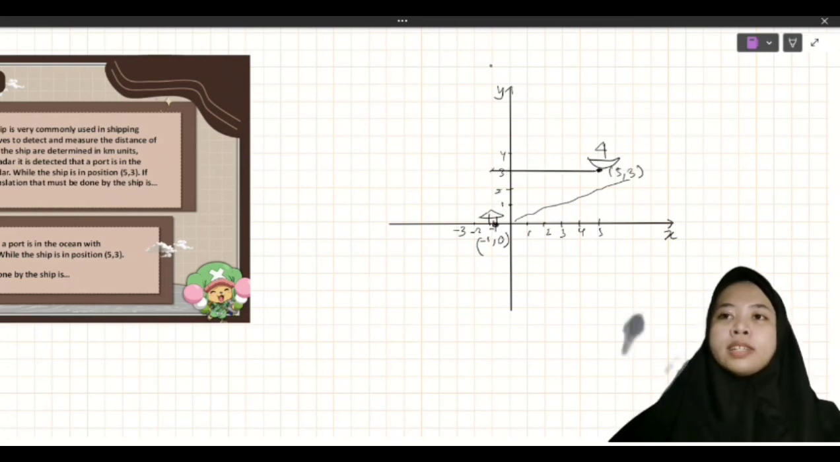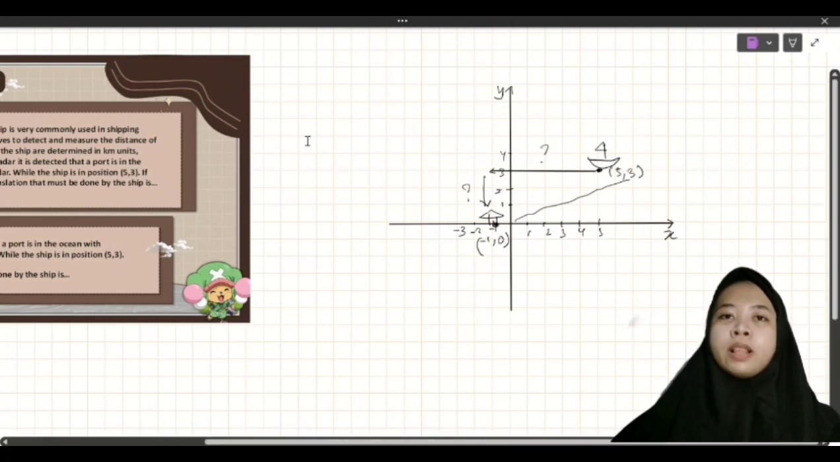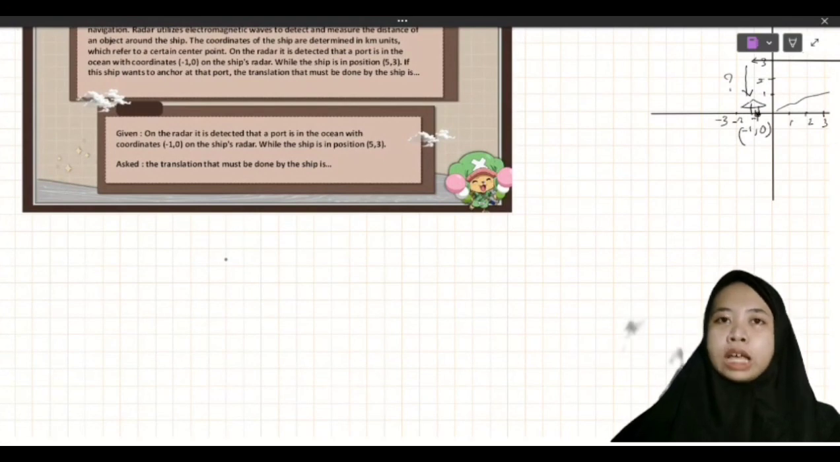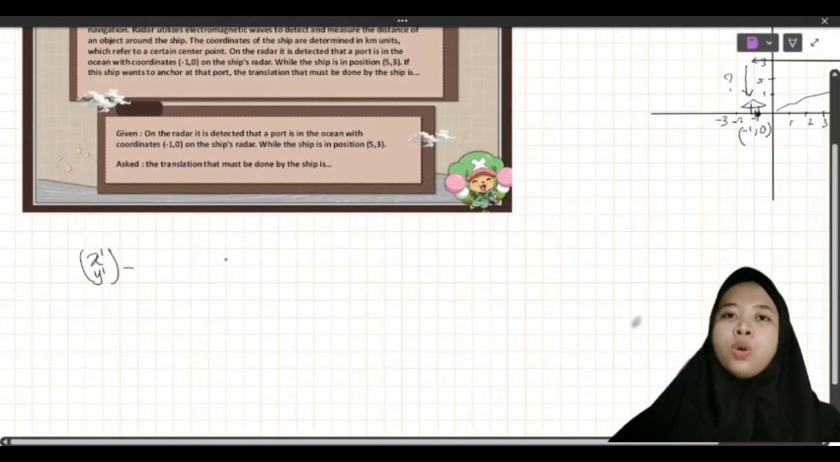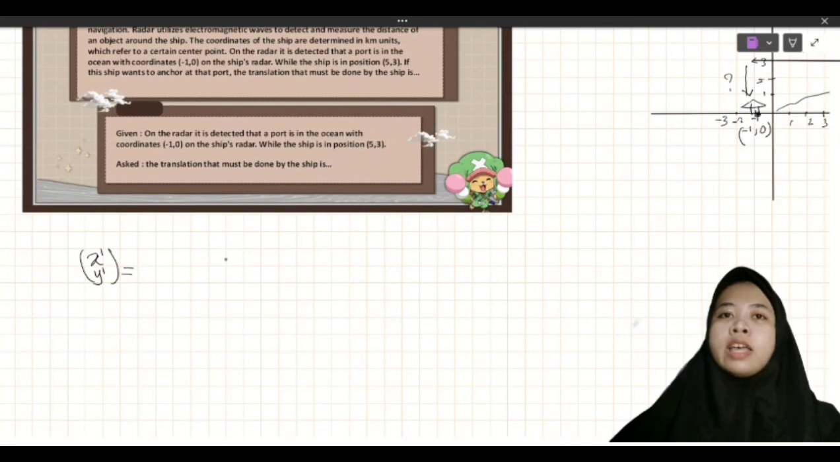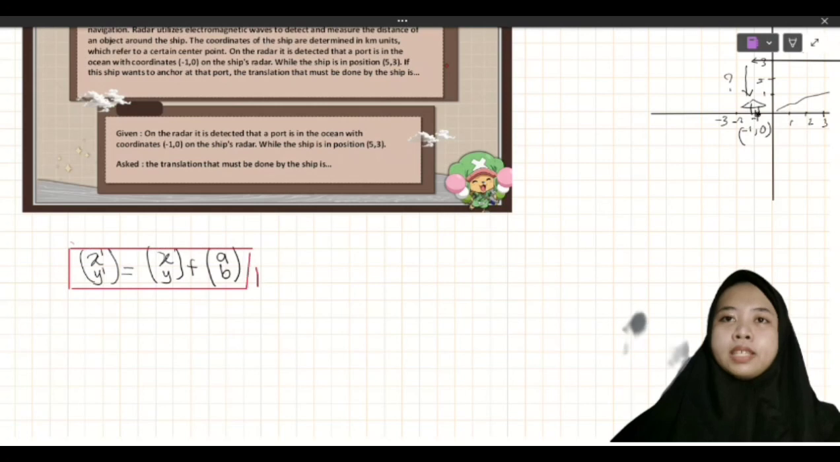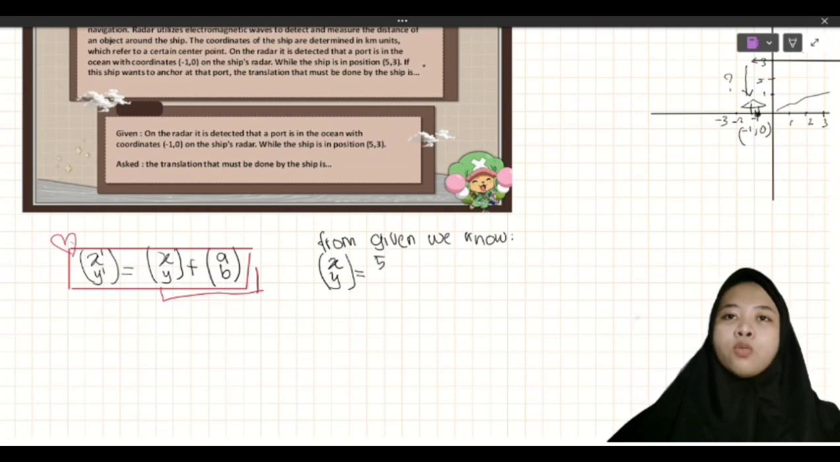We know the port is usually on the edge of the island. The translation that the ship will do to anchor at the port is to move to the left a few steps and down a few steps. So the solution will be the number of steps left and down by the ship, or we can use the translation formula. We already know the formula of the translation is x prime, y prime equals x, y plus a, b.